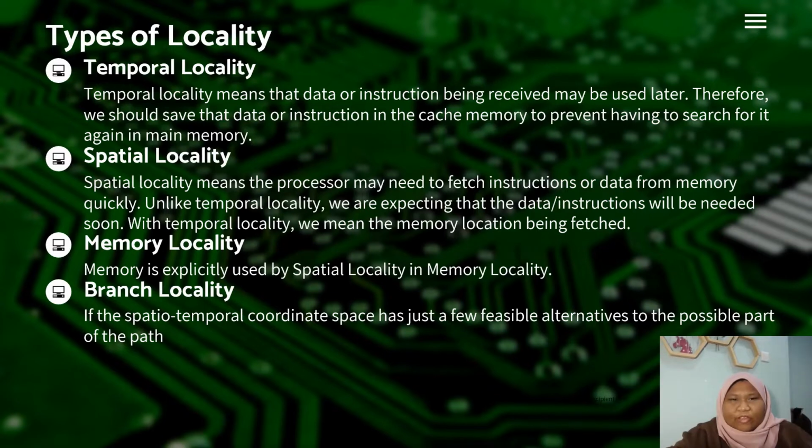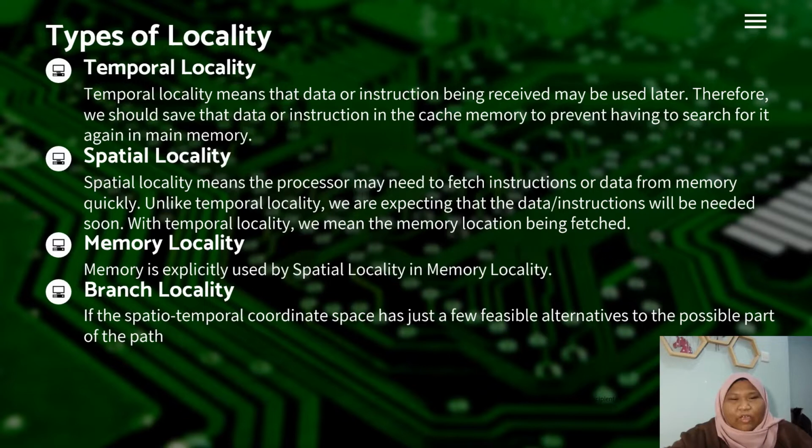First is temporal locality. Temporal locality means that the data or instruction being received may be used later. Therefore, we should save the data or instruction in the cache memory to prevent having to search for it again in main memory. Second is spatial locality. Spatial locality means the processor may need to fetch the instruction or data from memory quickly. Unlike temporal locality, we are expecting that the data or instruction will be needed soon. With spatial locality, we mean the memory location being fetched.